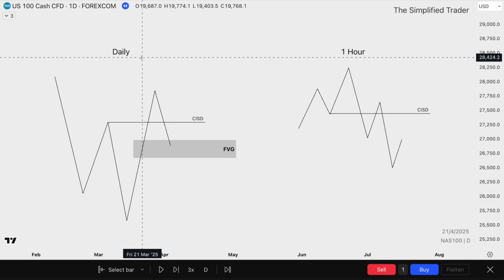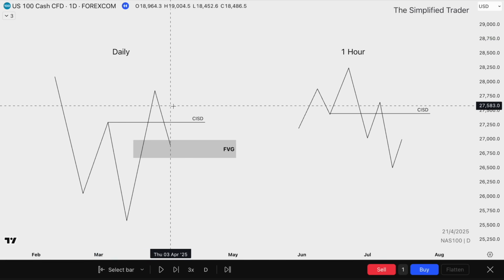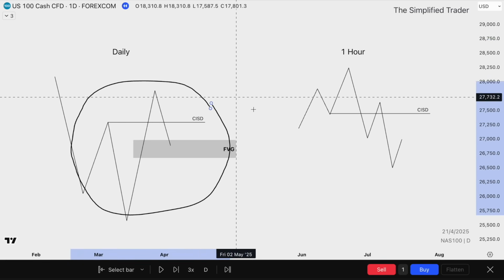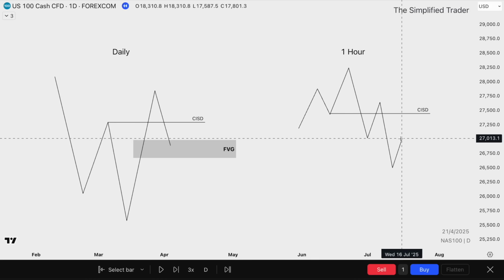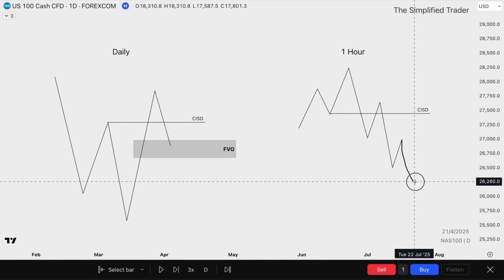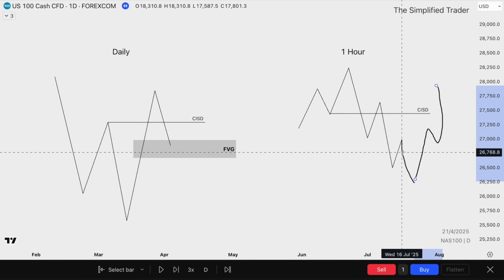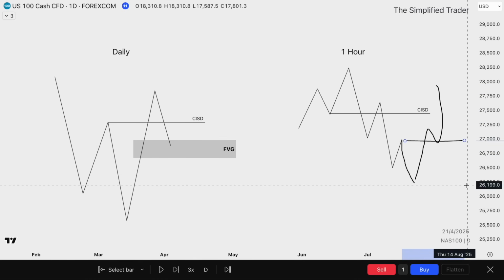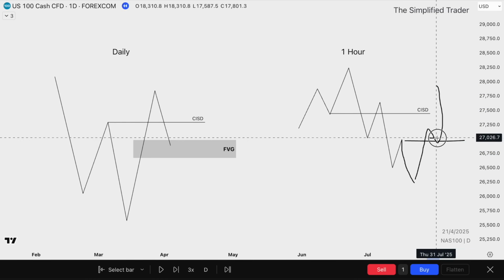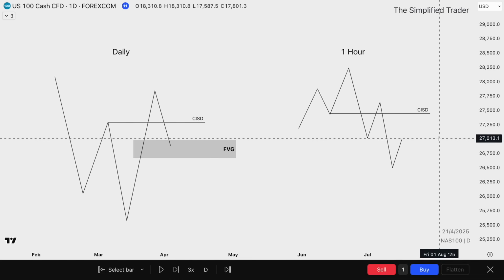But if we go back and we look at the daily time frame, we can see that the overall narrative would be bullish. So we are going to wait for this to trade into that daily fair value gap, and then price action repeats itself, we get our valid confirmation in the form of a bullish order block being formed, and that is when we can take a long trade.